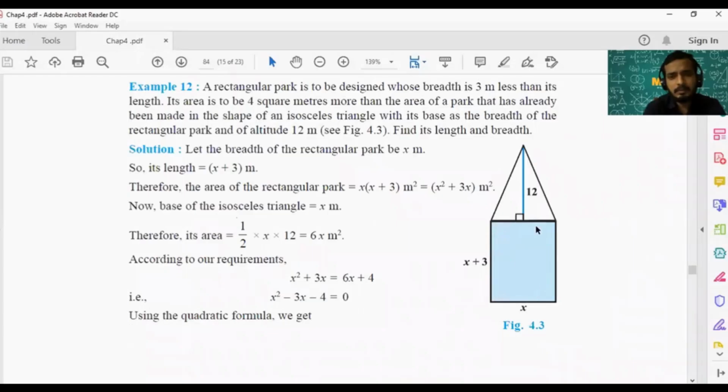A rectangular park is connected with an isosceles triangle. Two things are given. One is the altitude of the isosceles triangle, and the other is a relation between the areas of these two shapes. That is, the area of this rectangle is 4 square meters more than the isosceles triangle. So using these ideas, we can form a second degree equation, or quadratic equation.